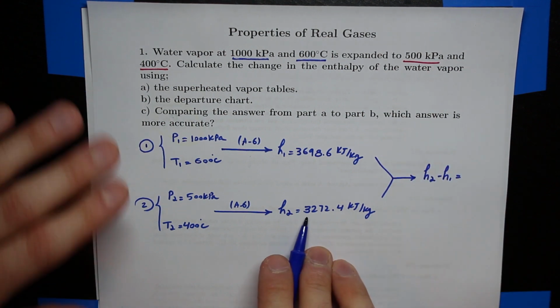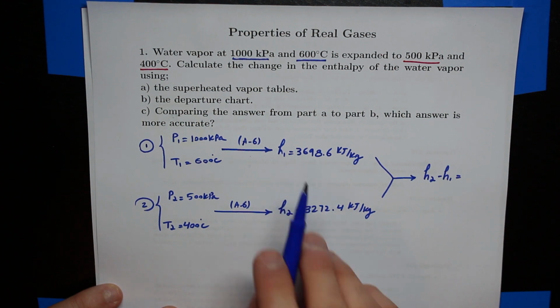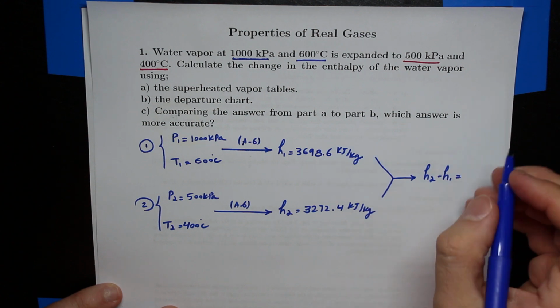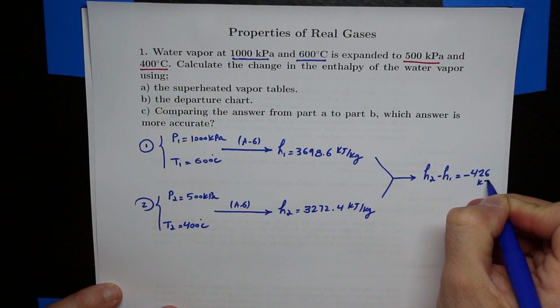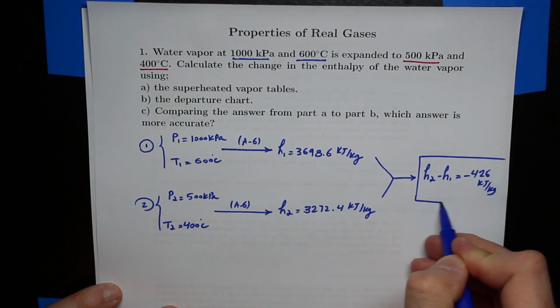So based on that, I can obtain H2 minus H1 that the problem is asking for. And H2 is 3200, H1 is 3600, almost 3700. So H2 is less than H1, and the difference between them is negative 426 kilojoule per kilogram. And this is basically the answer to part A.